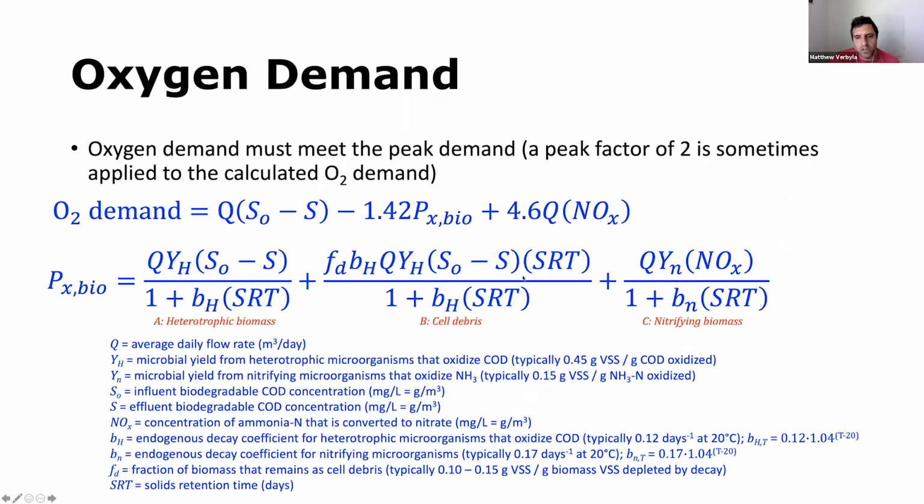All right, so we're going to talk about SRT a lot throughout the rest of the semester as this master design variable, which controls the efficiency of activated sludge processes. And you can see that SRT is involved in each of the 3 terms of this equation right here. So it's a very important parameter in terms of the amount of sludge that's produced in the system.